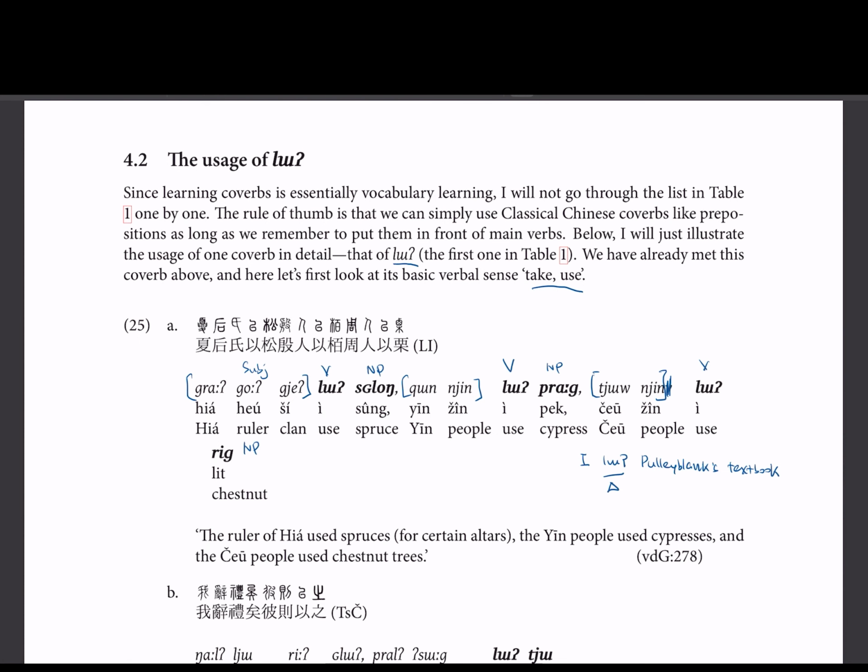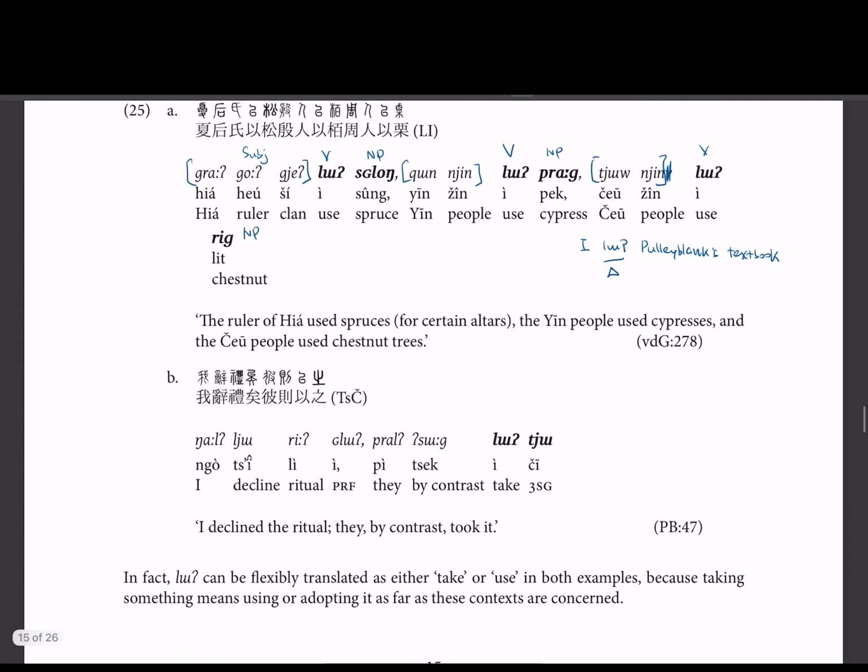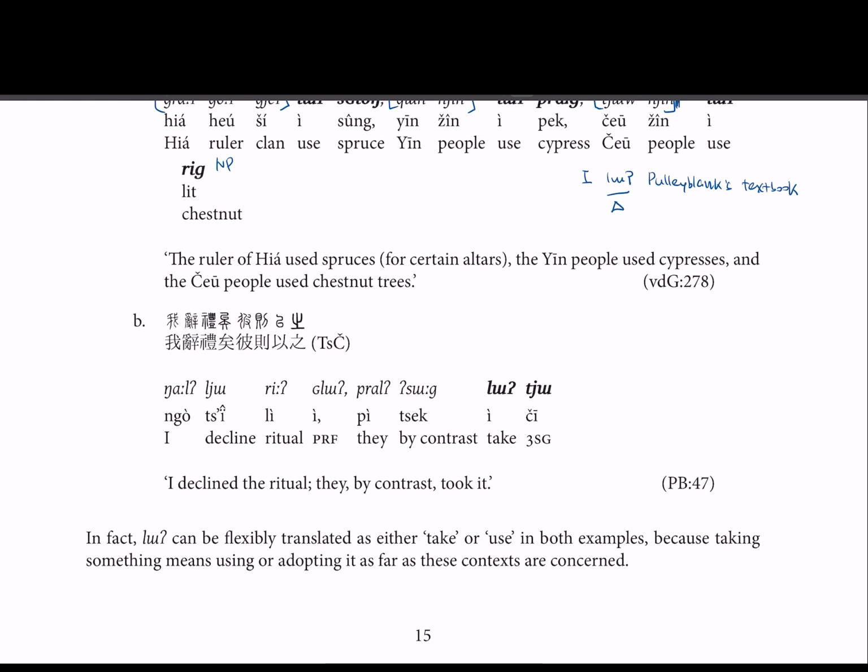Next, let's look at the sentence in 25b. Nga liu ri glu pral sug liu ju. At this point, we should already be quite familiar with the third person pronoun tu. Here it is used as the object of the verb le, and the English translation of the sentence is, I declined the ritual. They, by contrast, took it, or they used the ritual.